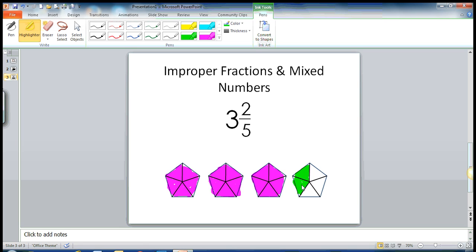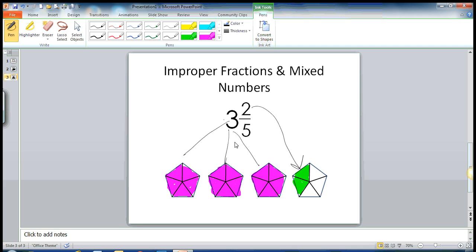I'm not shading the complete model because our fractional part tells us we only need to shade in 2 pieces. So now I've represented my 3 whole pieces here. 1, 2, 3. 3 whole models that are shaded. And then I've shaded in 2 pieces in the next model. So I have 3 whole parts shaded, and then 2 of the next model.